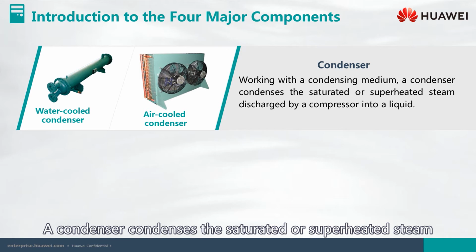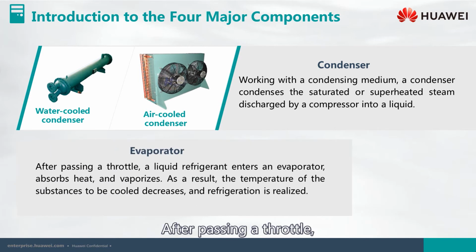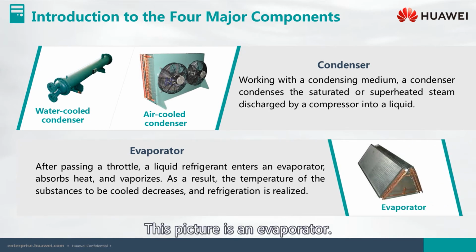A condenser condenses a saturated or superheated steam discharged by a compressor into a liquid. After passing a throttle, liquid refrigerant enters an evaporator, absorbs heat, and vaporizes. This realizes refrigeration and reduces the temperature of the computer room. This picture is an evaporator.